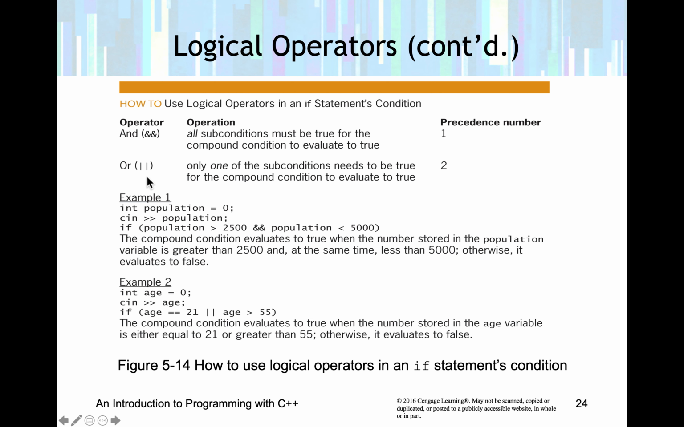So here's an and, here's an or. And has first precedence, so we do that first, and the or we do second. And here's an example of using and and or. So if the population is greater than 2,500 and the population is less than 5,000, then it's true. So here we're checking to see if the population is between 2,501 and 4,999. And here we're checking for an age. The age can be equal to 21, or the age can be greater than 55.